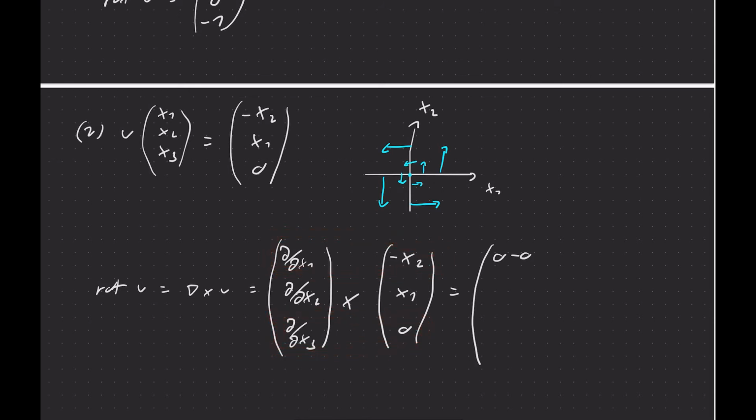And that means you compute ddx1 of 0, that is 0. ddx3 of minus x2, that's again 0. And with a minus sign, you get minus 0 plus 0.